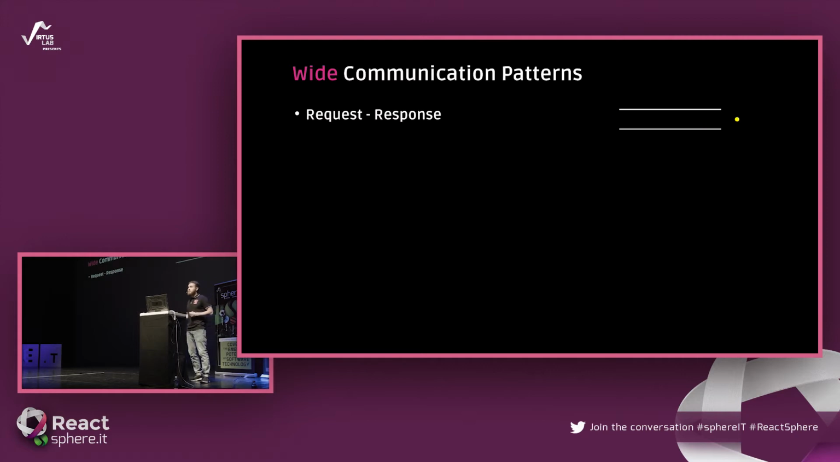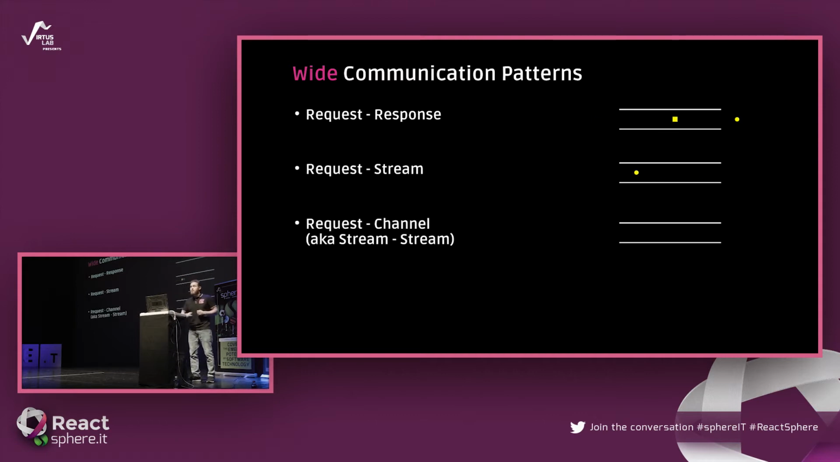For example, request-response communication pattern, or request stream, where you're able to send a request and receive a stream of messages. Or request channel, which is basically a stream. So you can solve the client-side streaming problem or the bidirectional problem, and you don't have to do anything in addition to provide this communication pattern.